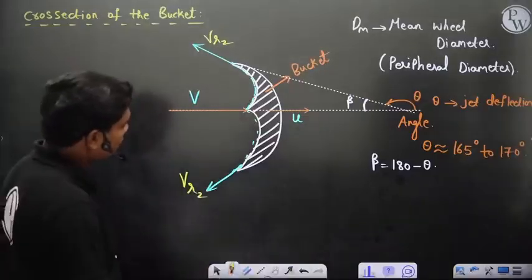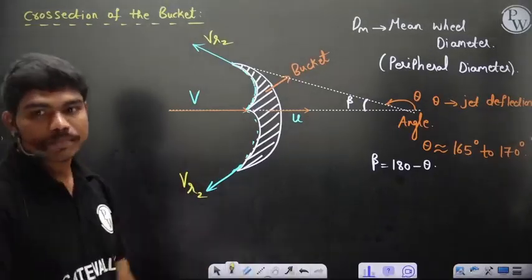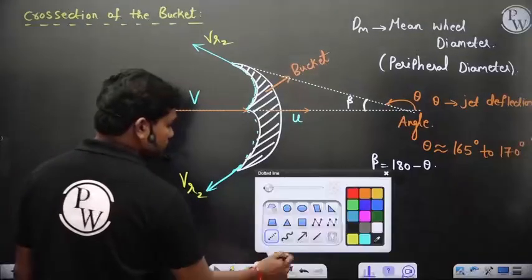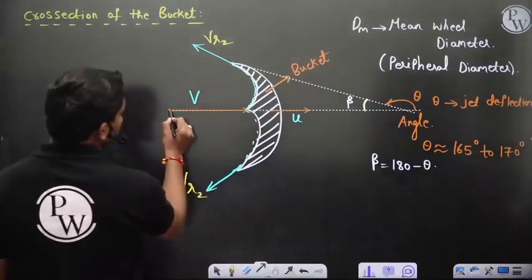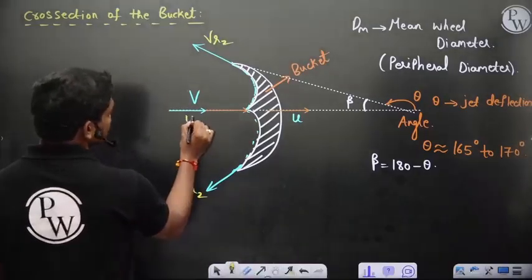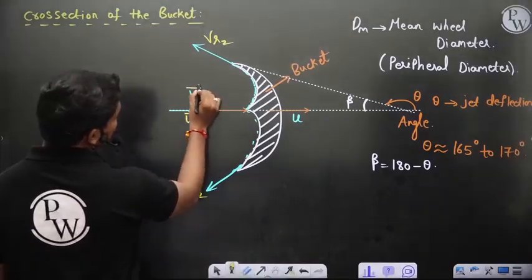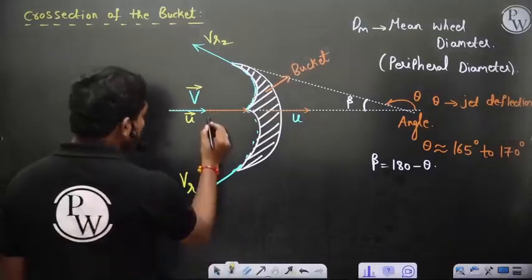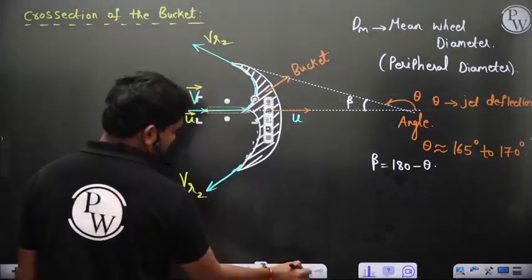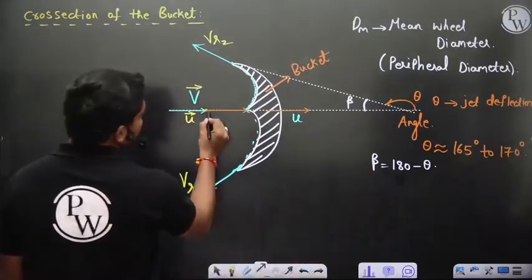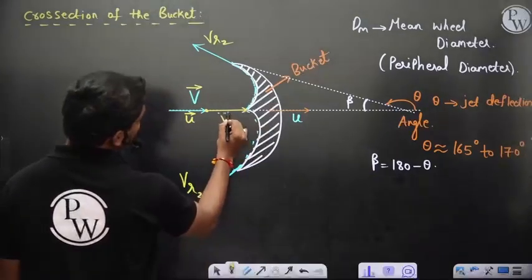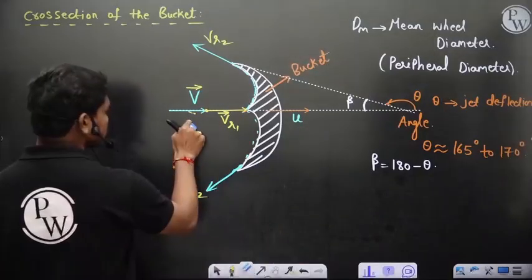This is 180 minus theta. Now, if you try to draw the velocity triangles, this is the absolute velocity, out of which you have the u velocity like this. So this is u, and this is v, of course. Ultimately, from here to here, it's the relative velocity. So this is vr1 actually here. Let's denote this with blue color.